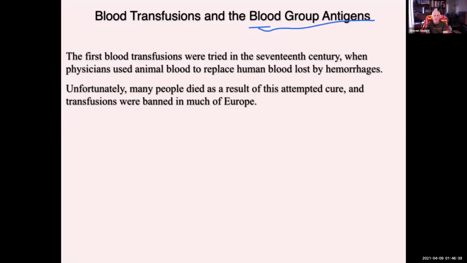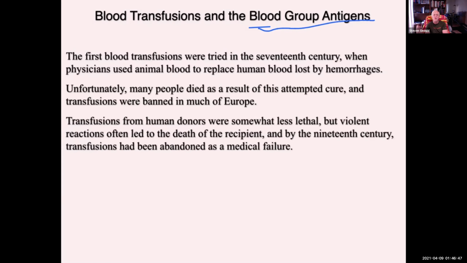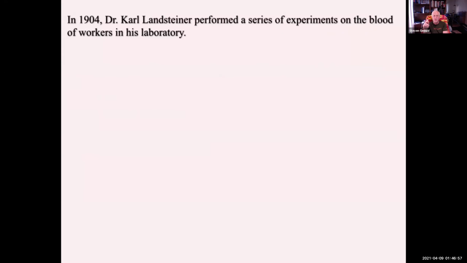Many people died of this. Animal blood and human blood don't mix. Transfusions were banned in much of Europe because of it. Transfusions from human donors were somewhat less lethal, but violent reactions often led to death of the recipient. By the 19th century, transfusions had been abandoned as a medical failure, until people learned what these sugars on the red blood cells were.